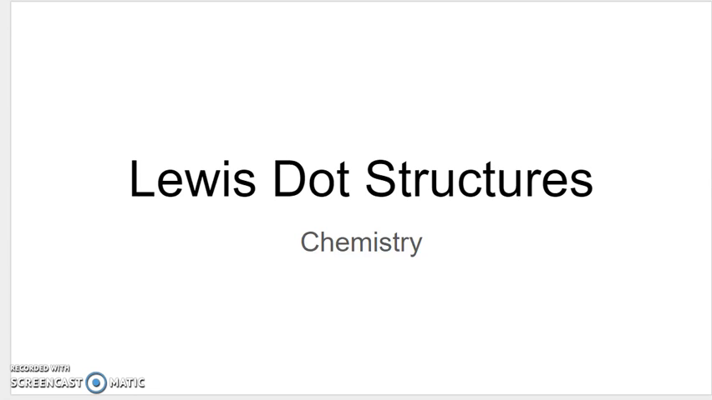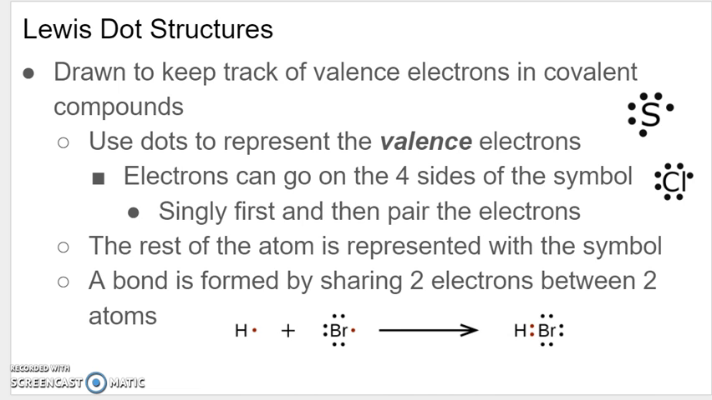About chemistry. Today we're going to talk about Lewis dot structures. So first, some information about Lewis dot structures. Lewis dot structures are a way of drawing to keep track of just the valence electrons. Remember, only valence electrons, outer energy level electrons, and we're only talking about covalent compounds today. We're going to use dots to represent, again, only the valence electrons.